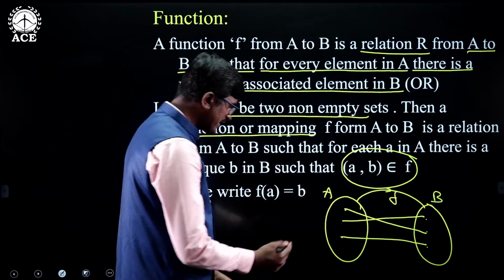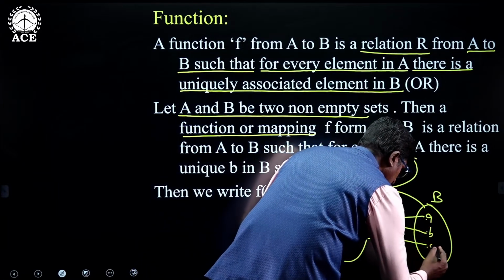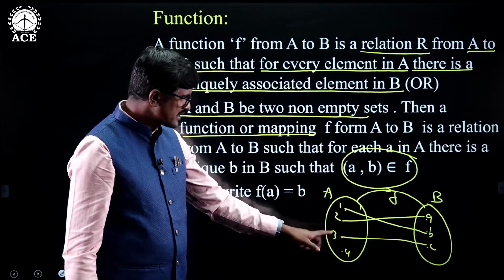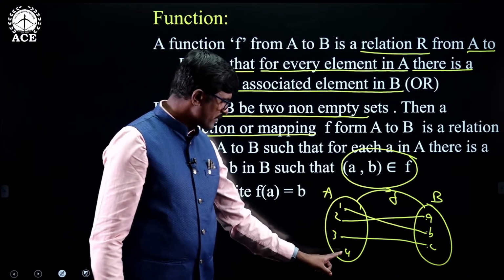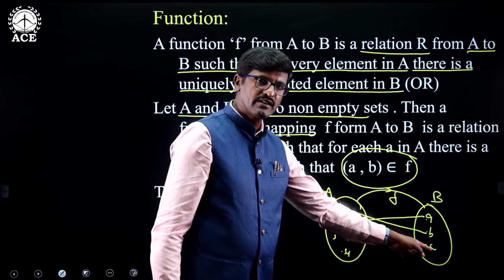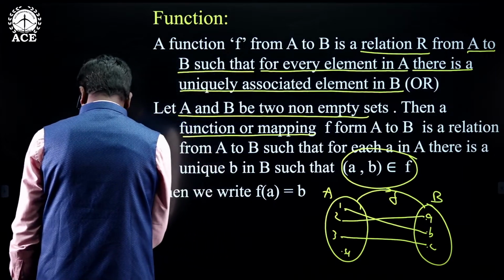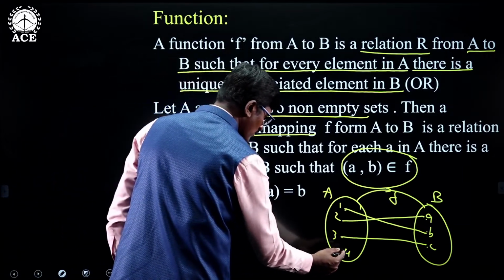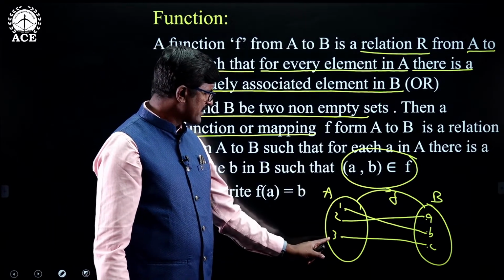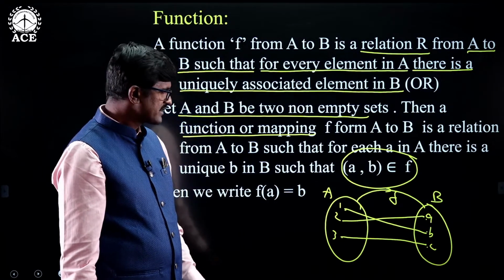For example, if you take the elements 1, 2, 3, this is like A, B, C. If you take one more element, 4, then this is not a function. The reason is that the element 4 does not have any uniquely associated element in B. For that reason, this is not a function. If you remove 4, then it becomes a function. So a function is nothing but: take every element in A, there must be a uniquely associated element in set B, then it is called a function.